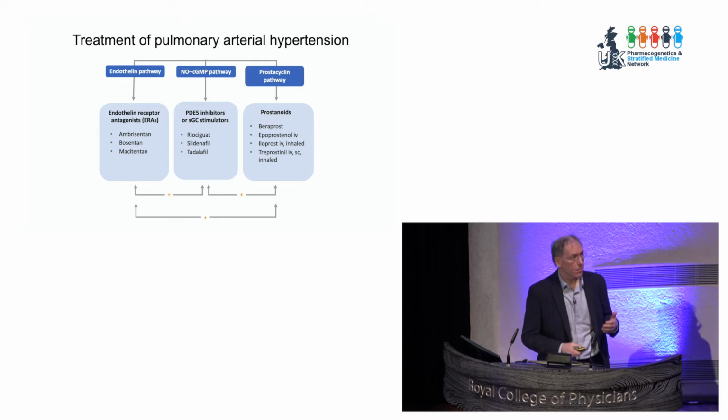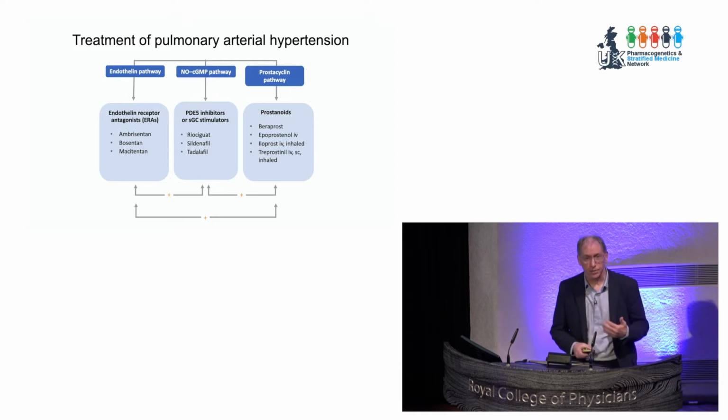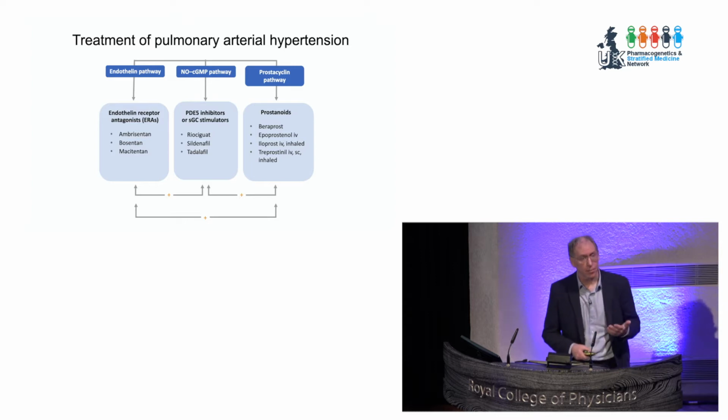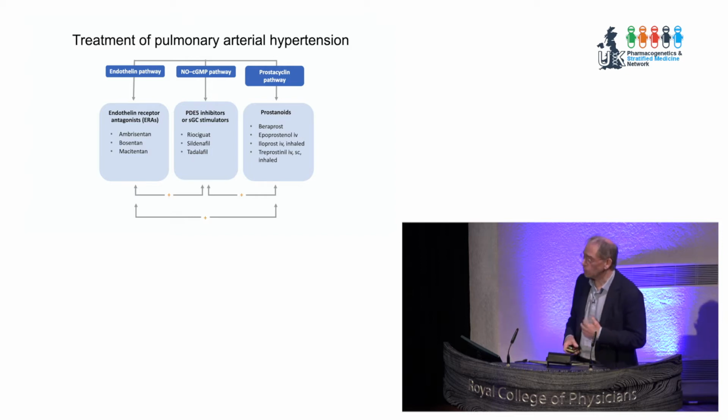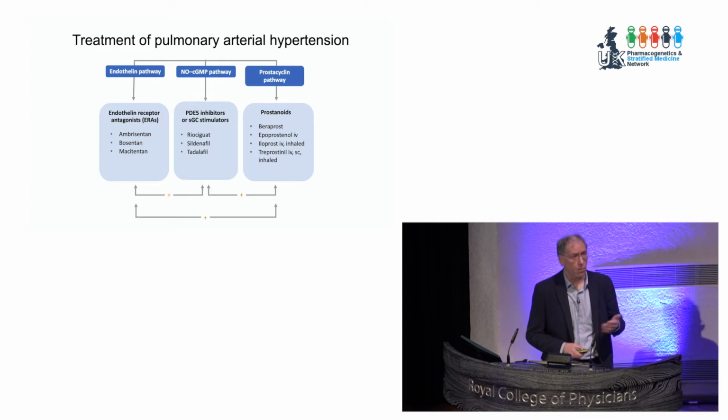PAH with the same 4 classes of drug targeting the 3 major pathways shown here: the endothelin pathway, the cyclic GMP pathway, and the prostacyclin pathway, 3 pathways we've known about for the best part of 3 decades. We use these drugs alone or in combination.